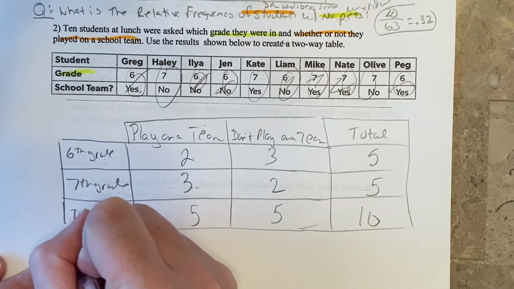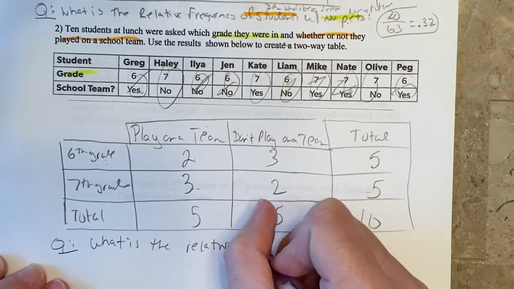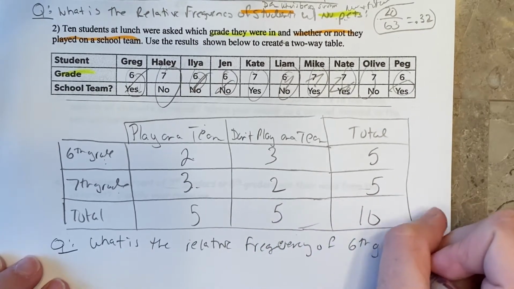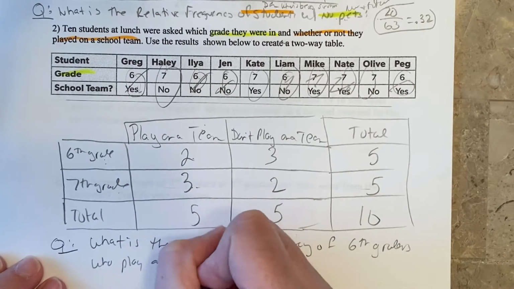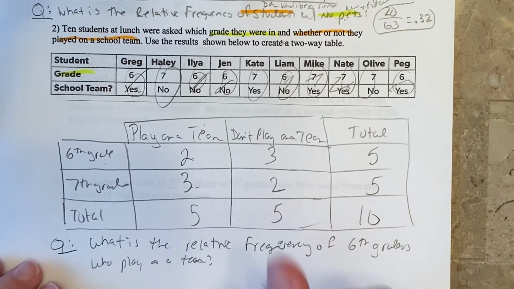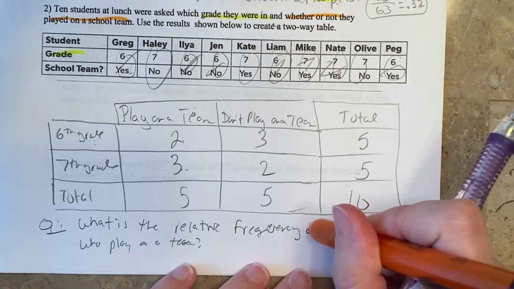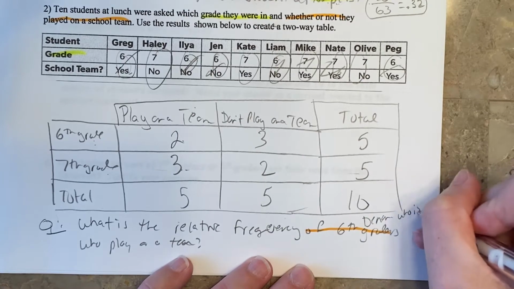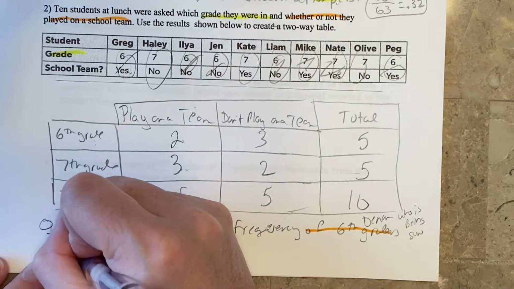Here's a question for this table. What is the relative frequency of 6th graders who play on a team? Okay, what is the relative frequency of 6th graders who play on a team? So here is who's being surveyed. So this is going to be your denominator, who is being surveyed. And then this is what they're asking you about. So this right here is going to be your numerator.